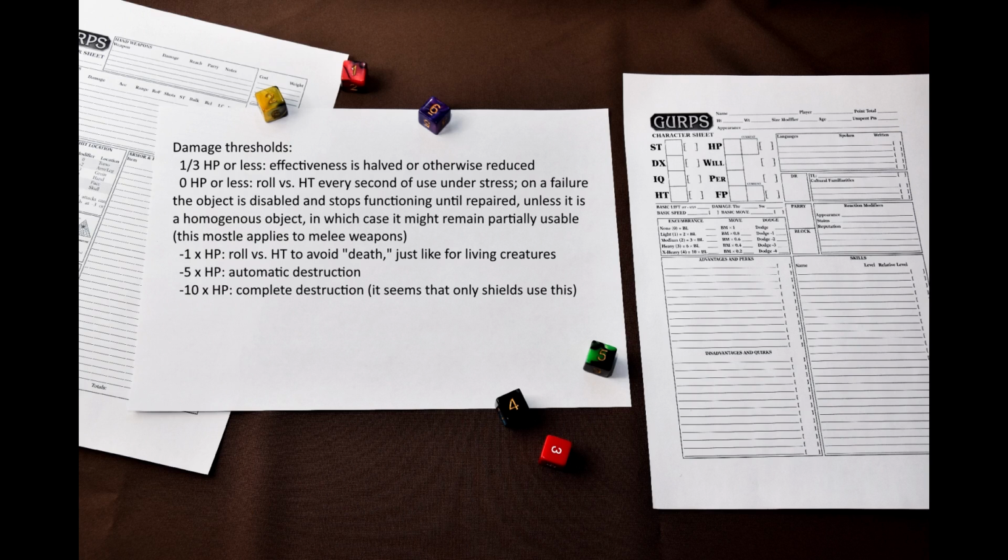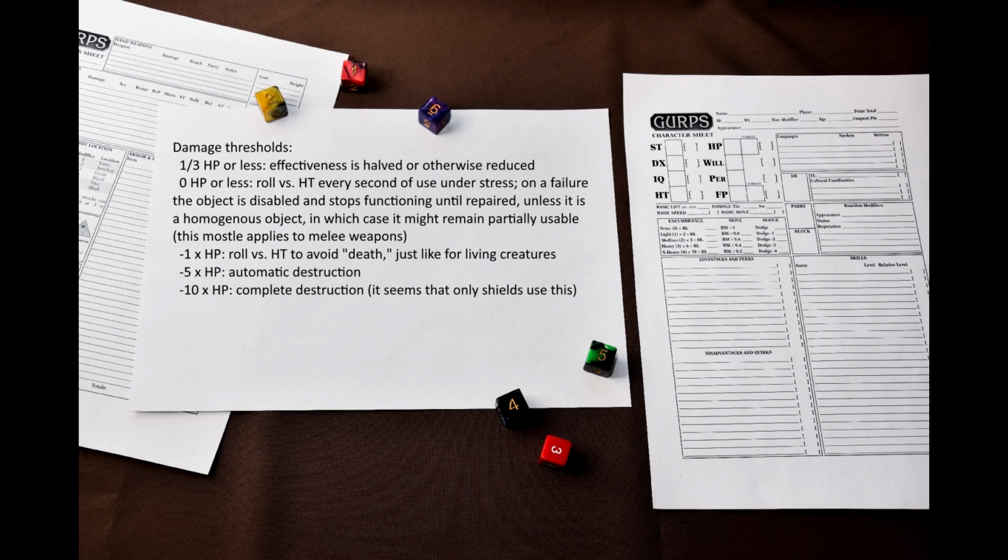Roll against the object's HT every second it is used under stress. On a failure, the object is disabled and probably won't function until repaired, unless it is a homogeneous object, in which case it might remain partially usable. I will talk about that a little bit later. At -1 times HP and below, the object must roll against HT to avoid destruction, just like living beings roll against HT to avoid death. On a failure, the object is destroyed and cannot be used anymore. At -5 times HP, the object is automatically destroyed.